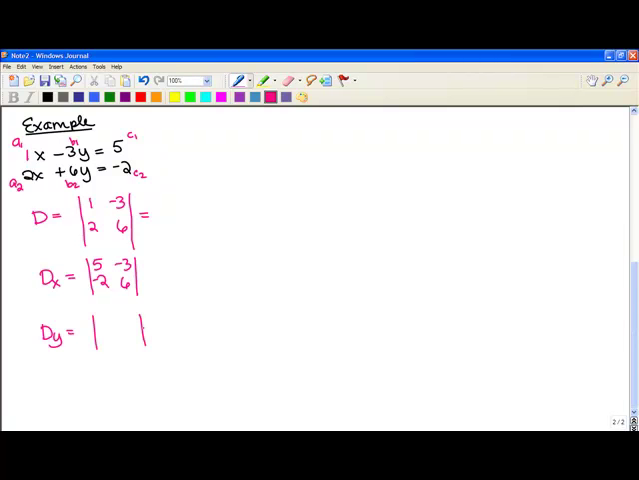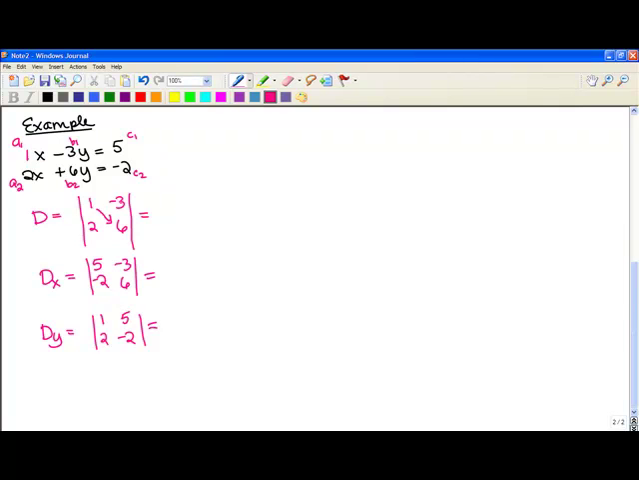Now let's set up our last determinant, d sub y, and this determinant has the coefficients a, 1 and 2, and then the constants on the right side of the equation, 5 and negative 2. Now that we have all our determinants set up, let's go ahead and calculate them.